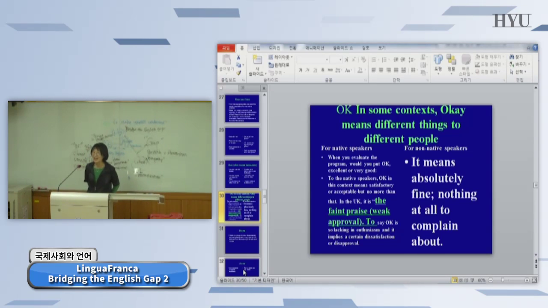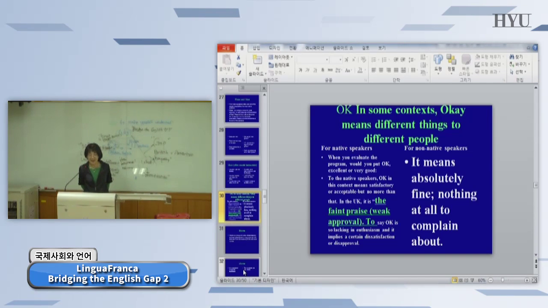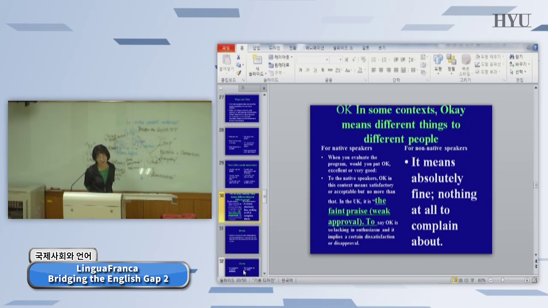I used to work for the UK media. I sent the report to the editor. If the editor said, Amy, it's okay, then that is faint praise. That is a weak approval. He didn't like my report that much. It's okay, so he is lacking in enthusiasm, and it implies a certain dissatisfaction or disapproval of my report. So I could feel that he doesn't like my report that much.